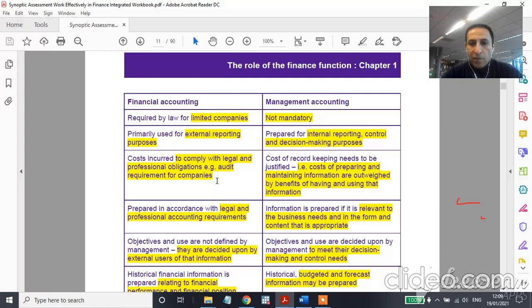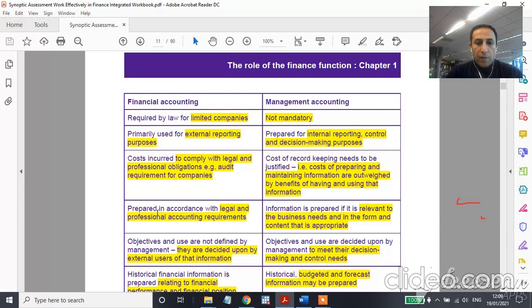Then the cost of record keeping needs to be justified. This is for management accounting, for example the cost of preparing and maintaining information. These are the information points, obviously, so you can go through it and read it.